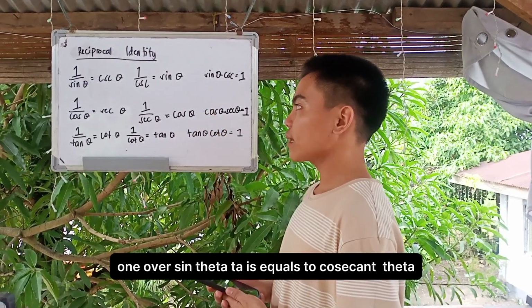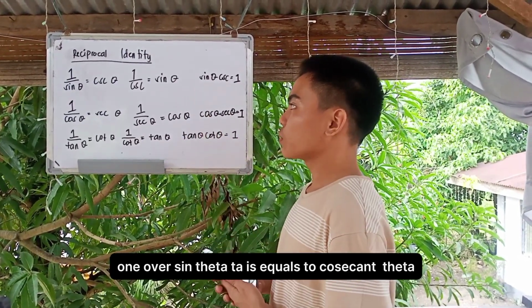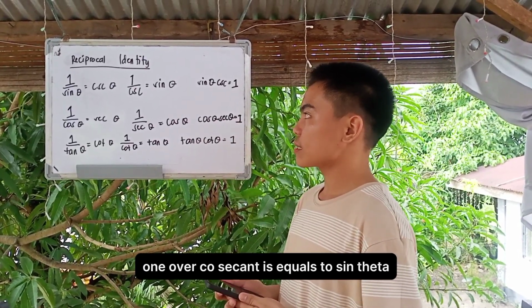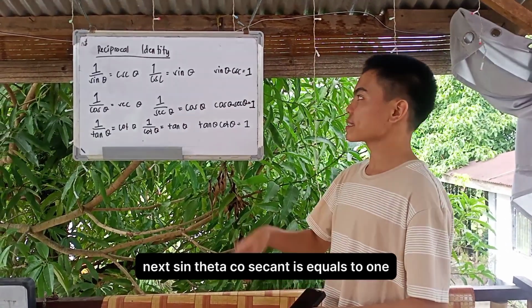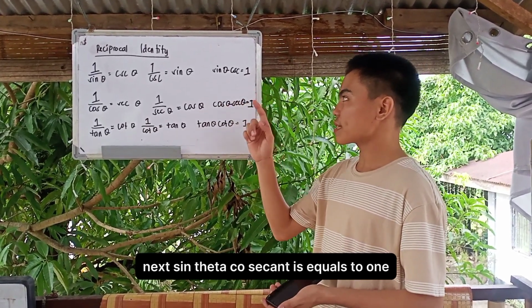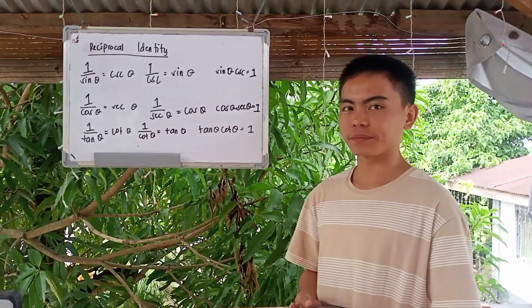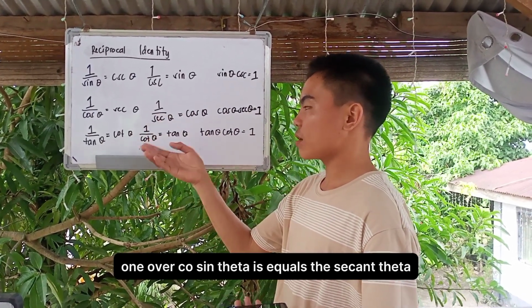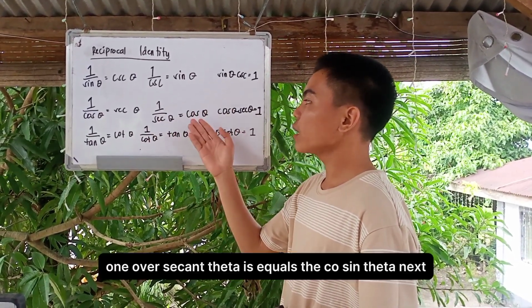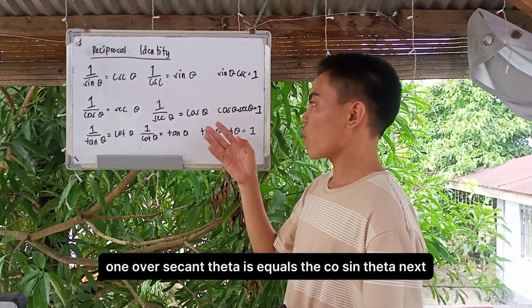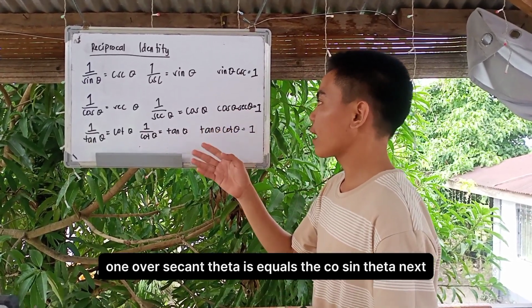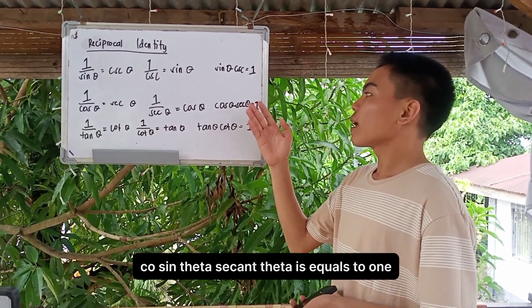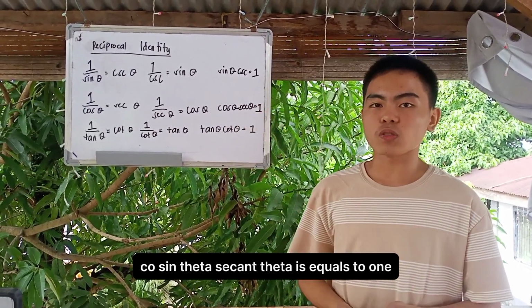1 over sine theta is equal to cosecant theta. 1 over cosecant theta is equal to sine theta. Next, sine theta times cosecant theta is equal to 1. 1 over cosine theta is equal to secant theta. 1 over secant theta is equal to cosine theta. Next, cosine theta times secant theta is equal to 1.